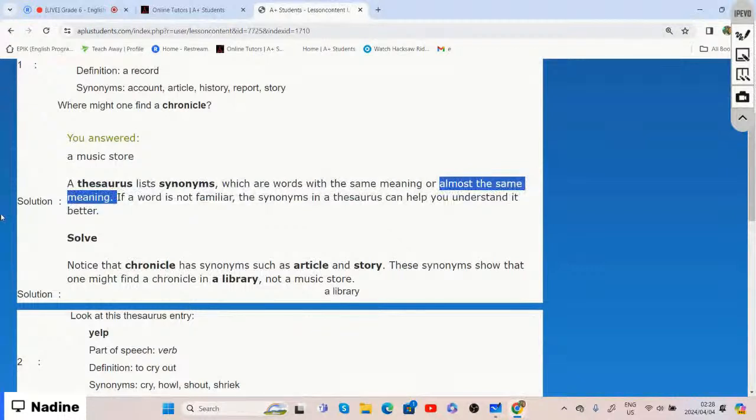And once again, if you're not familiar with a specific word, that list of synonyms within the thesaurus can help you to understand that word better. Because, like I said, you'll have one or two of the words in the list of synonyms that you will be able to familiarize yourself with, and you'll be like, oh, okay, so this is what it means.